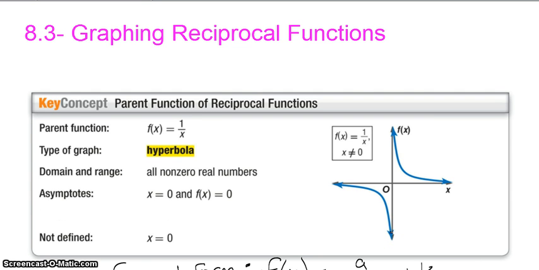Our domain and range for our parent function is all non-zero real numbers. And our asymptotes are x equals 0 for our vertical asymptote, and then we also have an asymptote with the x-axis, or y equals 0. And of course it's not defined at x equals 0 because that would give us a denominator of 0.